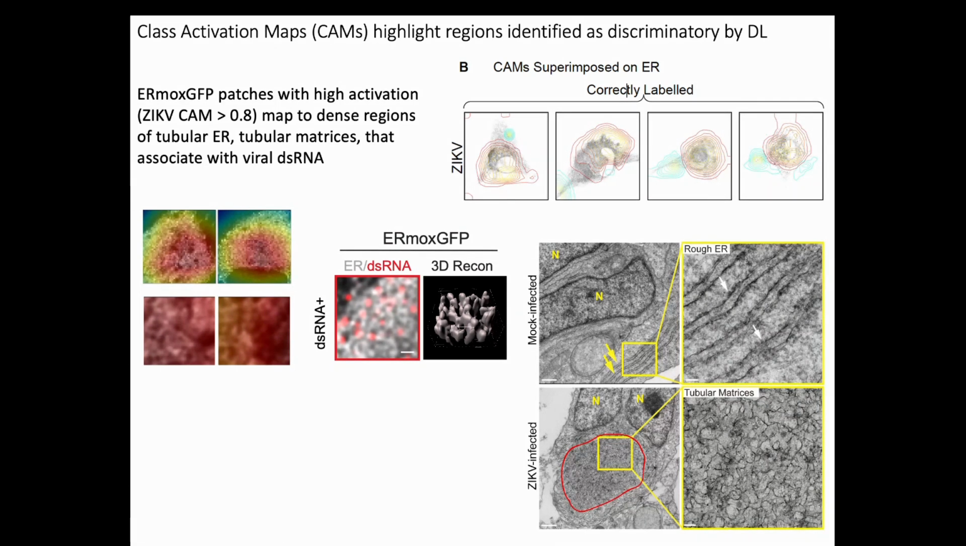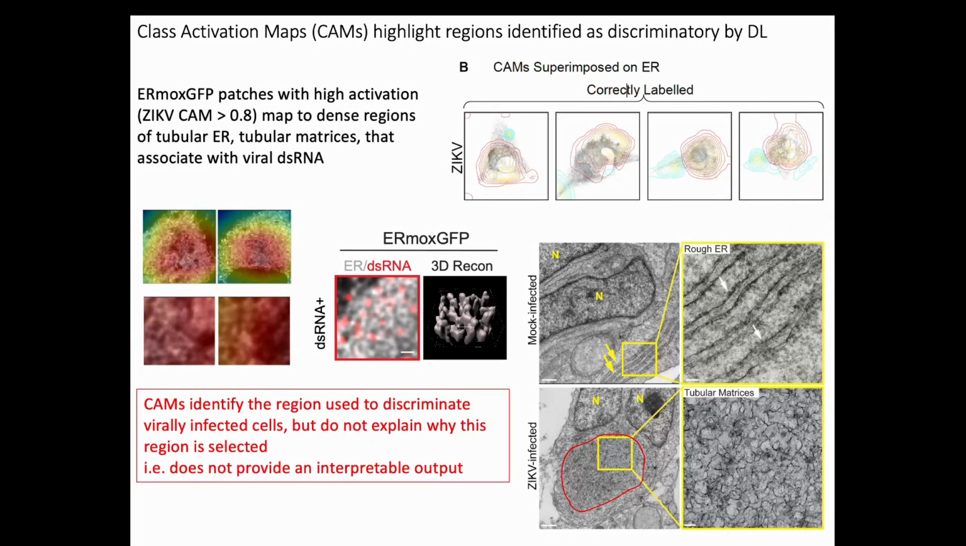We also went by EM, and you can clearly see that the ER organization changes. We have nice parallel sheet-like structures in the rough ER in the mock infected cell, while in the Zika virus infected cell, we see all these convoluted tubules. And so that's great.